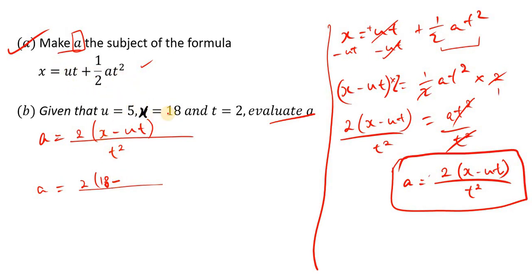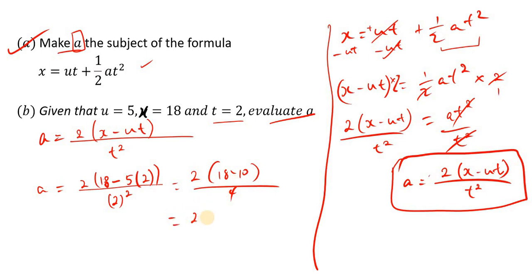So x is 18 minus u being 5. Remember, it's u times t, so it's 5 times the value of t, which is 2, over t squared, so that's going to be 2 squared because t is 2. So what we're going to do is work within the brackets first, and we can work out the denominator, which is 2 squared, which is 4, and in the bracket we have 18 minus what? We have to work out the multiplication first before we can do subtraction, right? So it's 18 minus 5 times 2 is 10, 18 minus 10, which is really 8.